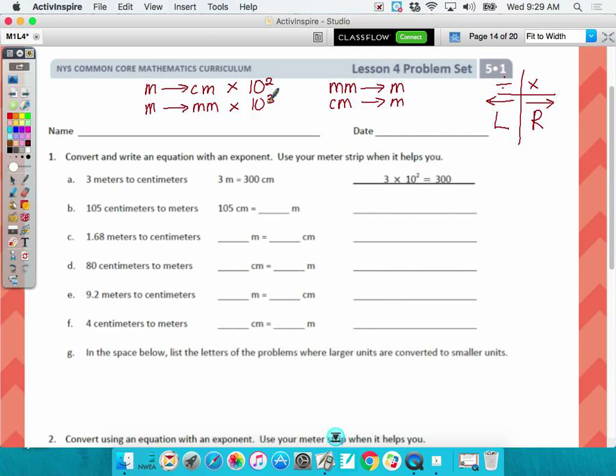Is that what you wrote? Did you get it written correctly? Do you remember from yesterday? Right, and this is 10 to the third. Now millimeters to meters, what do I do? Divide, because we're going from tiny, tiny, tiny, a whole bunch, to a large unit. And centimeters to meters, what am I going to do?